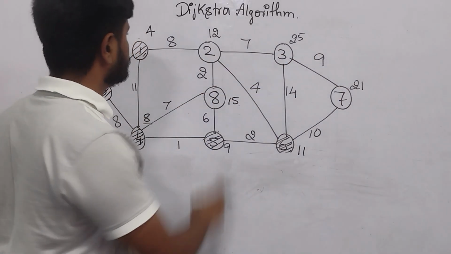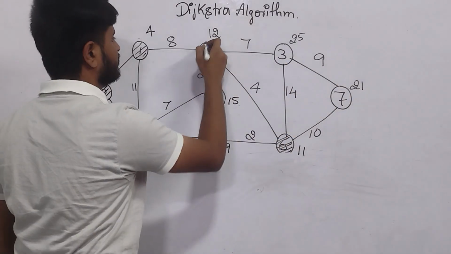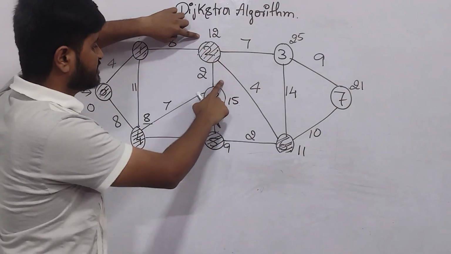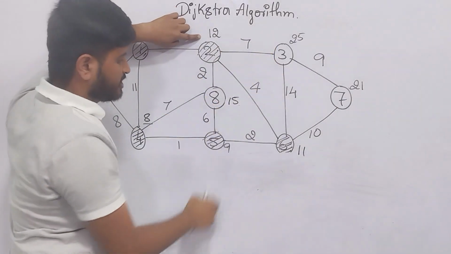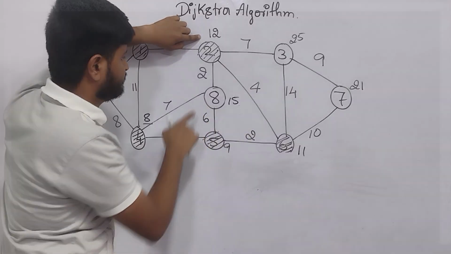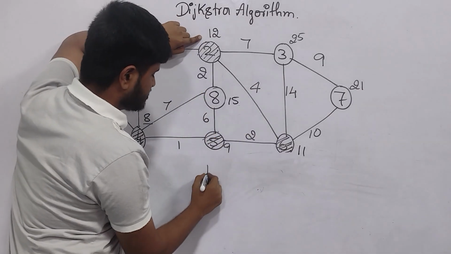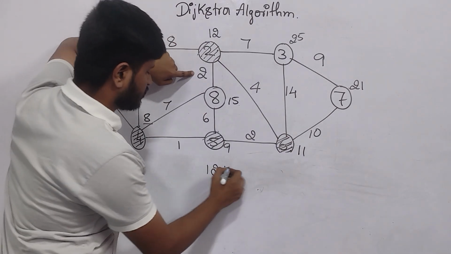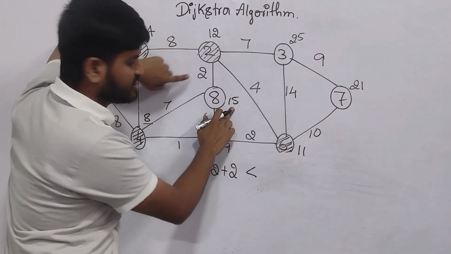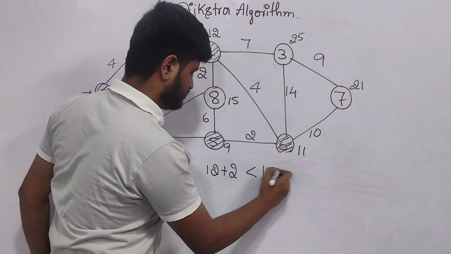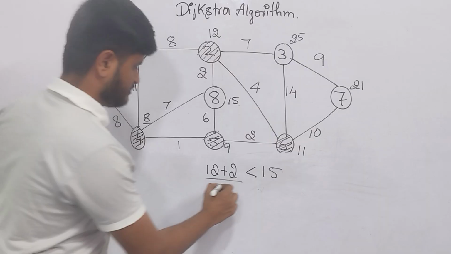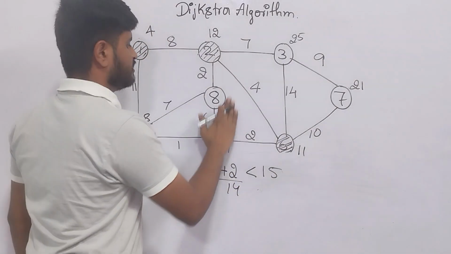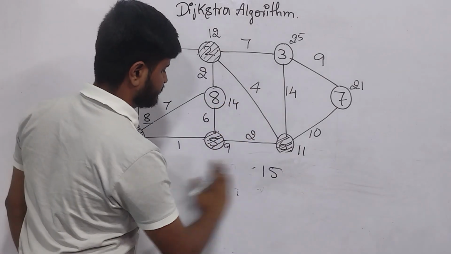So which is the smallest value? 12, 15, 25, 21. 12. So I will be moving from the second node. From the second node I can move either to the 8th node or to the 3rd node, because all others are traversed. If I move to the 8th node, the initial value of the second node is 12. From the second node to the 8th node, the cost is 2. The initial cost of the 8th node is 15. So 12 plus 2 is 14. Is 14 smaller or 15 smaller? 14. So I will erase 15 and write 14.